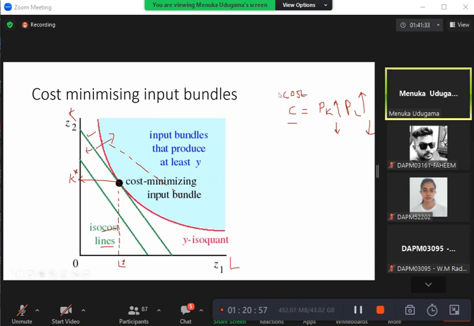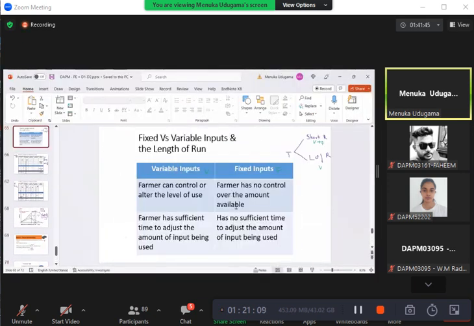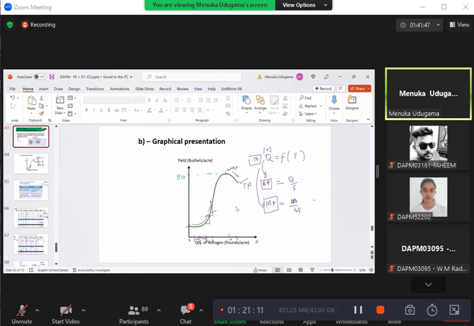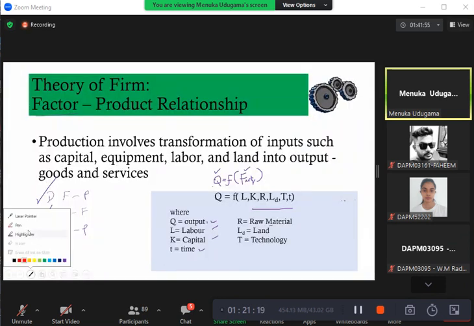Right, so that's the relationship between factors, the factor-factor relationship. And then we will look at the third type of relationship, which is factor-product. Right, so before we move to the next relationship, do you have any questions up to what we have discussed by now?